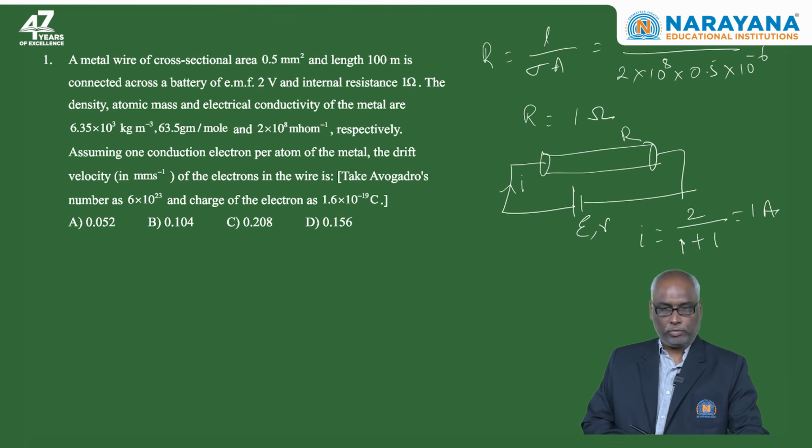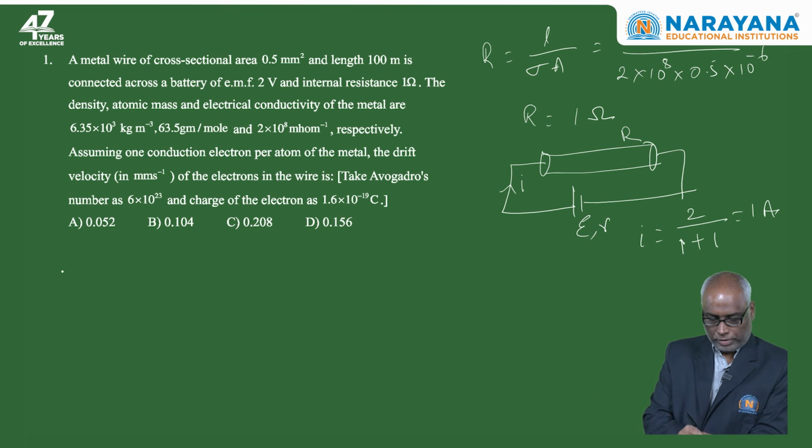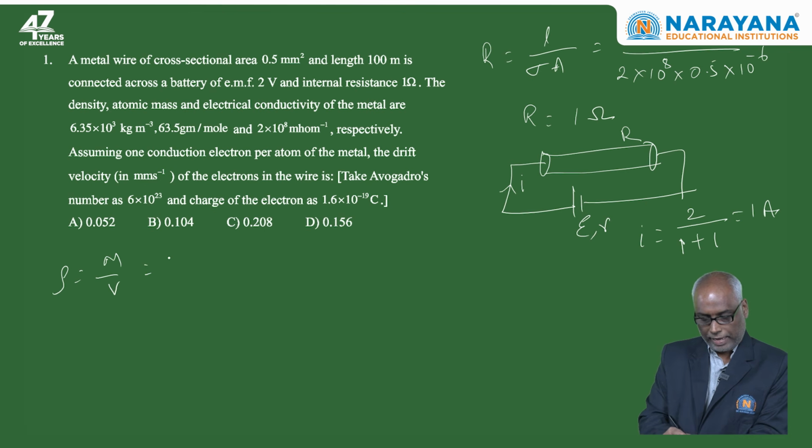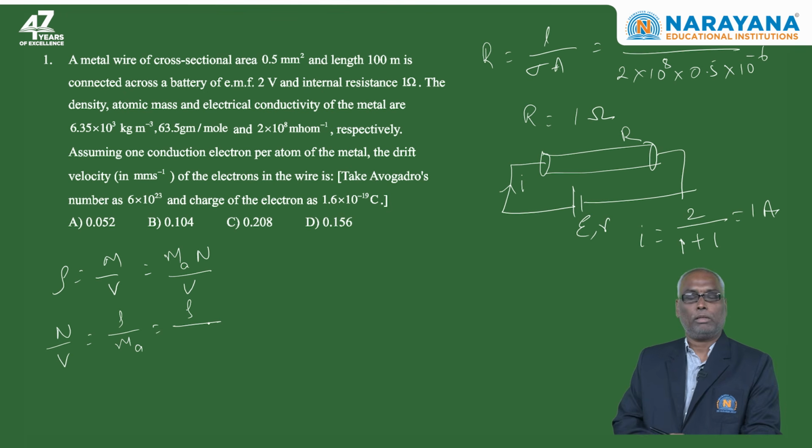Now, to find out the drift velocity, we need to calculate the number of free electrons per unit volume. Because it is given in the question that each metal atom contributes 1 free electron, let us calculate the number of metal atoms per unit volume. How do you calculate this? Density is given. Density is equal to mass of the metal per unit volume. Mass of the metal can be written as mass of each atom into total number of atoms per unit volume. So, the number of atoms per unit volume is density divided by mass of each atom.